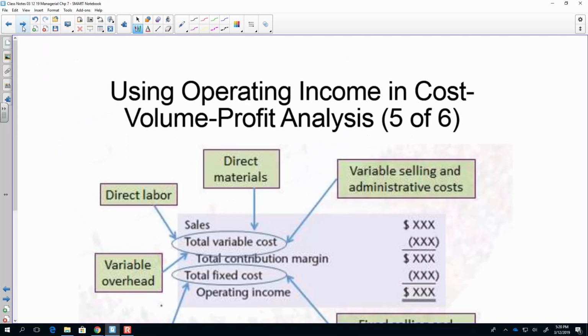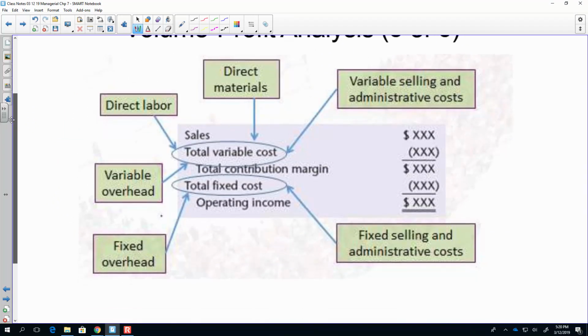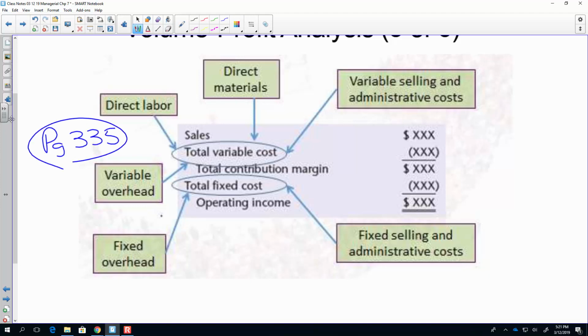All right. So here's how it looks. This is on page 335, Exhibit 1. They give us some good examples of what is considered a variable cost or expense. You'll notice here on the table, direct labor is always variable. We've identified certain selling and admin expenses as being variable.